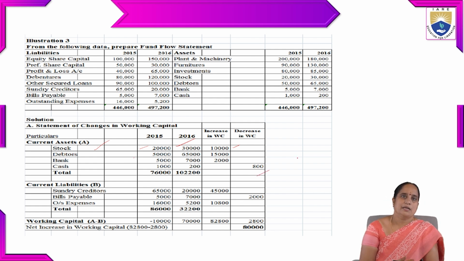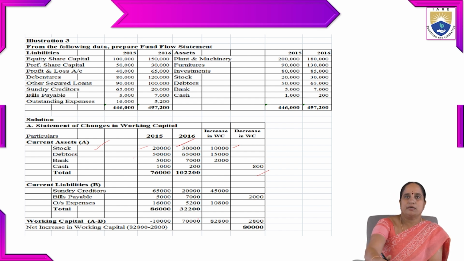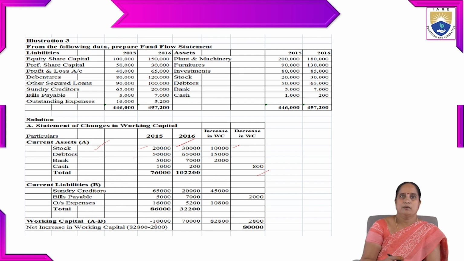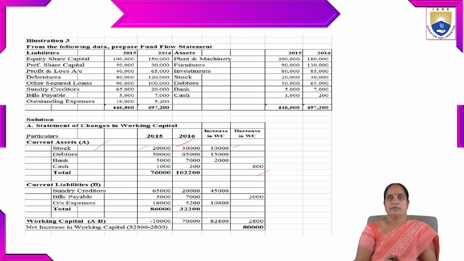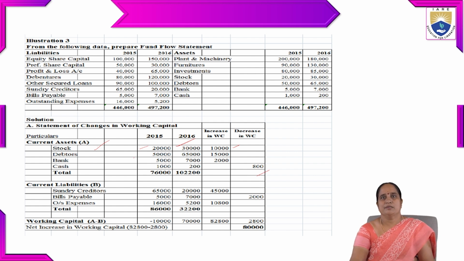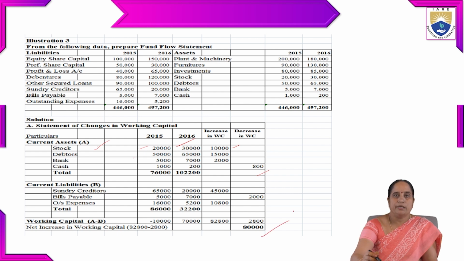And then current liabilities, which are given in the problem itself, we include sundry creditors, bills payable, outstanding expenses. Again, see whether there is an increase or decrease, then find out the working capital, the difference between current assets and current liabilities, and the net increase in working capital, that is 82,800 minus 2,800. Then there is an increase of 80,000.